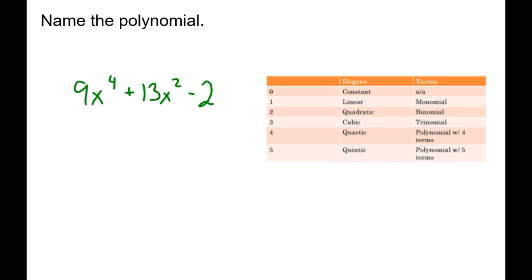In this example, we want to name the polynomial 9x to the 4th plus 13x squared minus 2. So we look at the highest degree on a variable, and this one it's 4. So it is a quartic. We look at the number of terms, 1, 2, 3, trinomial. So this would be a quartic trinomial.